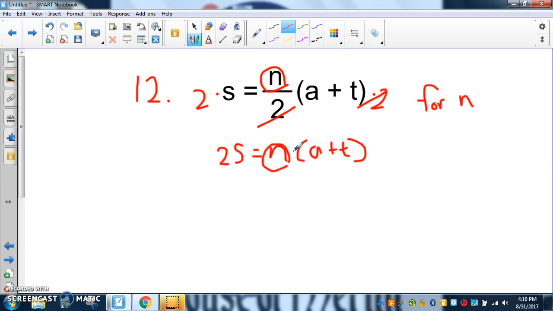If you think about it, this n is being multiplied. So I can actually divide this entire group, a plus t, by a plus t. If I look at the bottom of the worksheet, it has exactly n equals 2s all over a plus t, so we know that we've done it right. Again, could I have written it 2s over t plus a or something like that? Absolutely. There's some choice in the matter of how you write it.